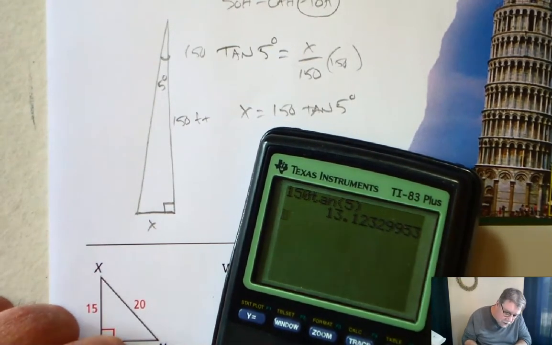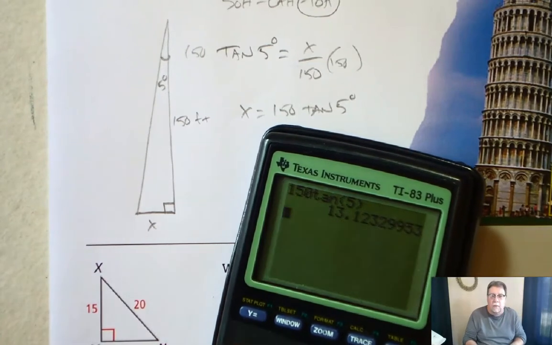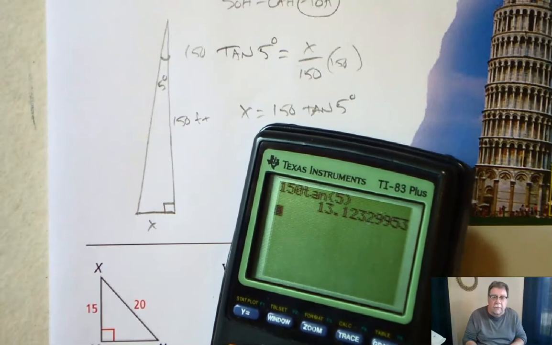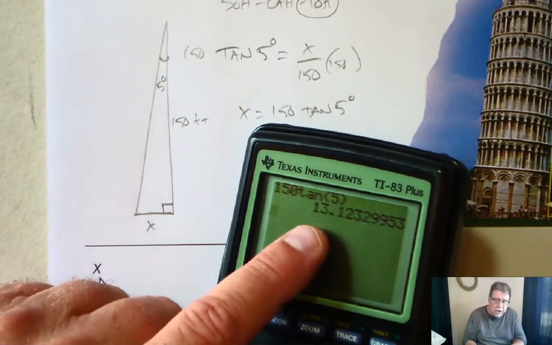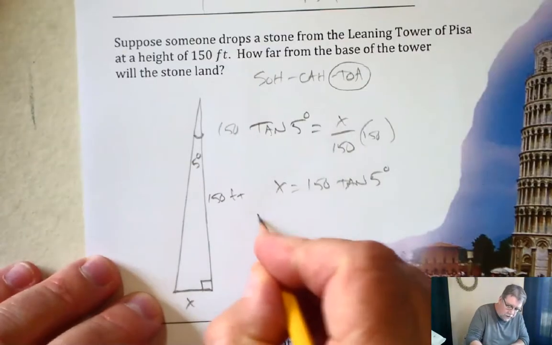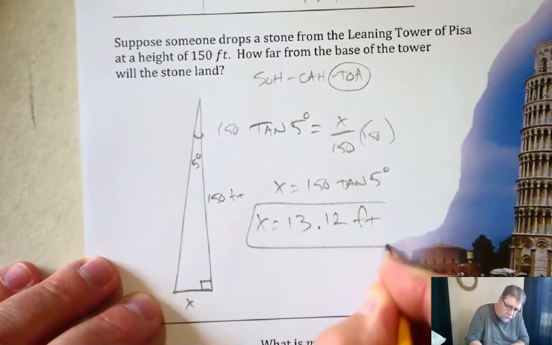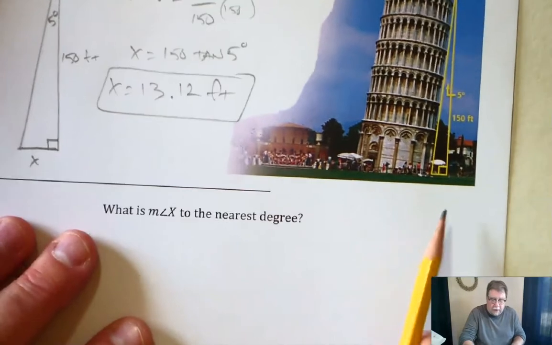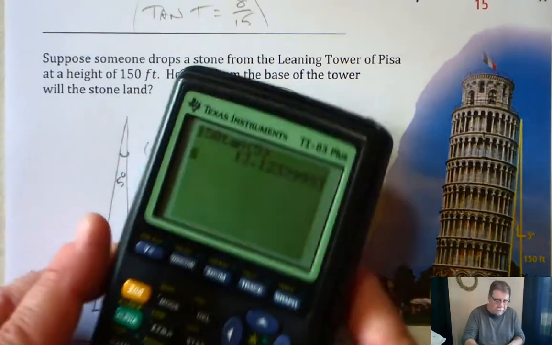Now, before I say that's the right answer, I want to check something on my calculator. Yep, that's correct. So you want to make sure that you're in the degree mode because your 5 could be measured in something besides degrees. Our answer is 13.12, let's call it. So x is 13.12 feet. So the stone is going to land a little more than 13 feet away from the base of the Leaning Tower of Pisa.